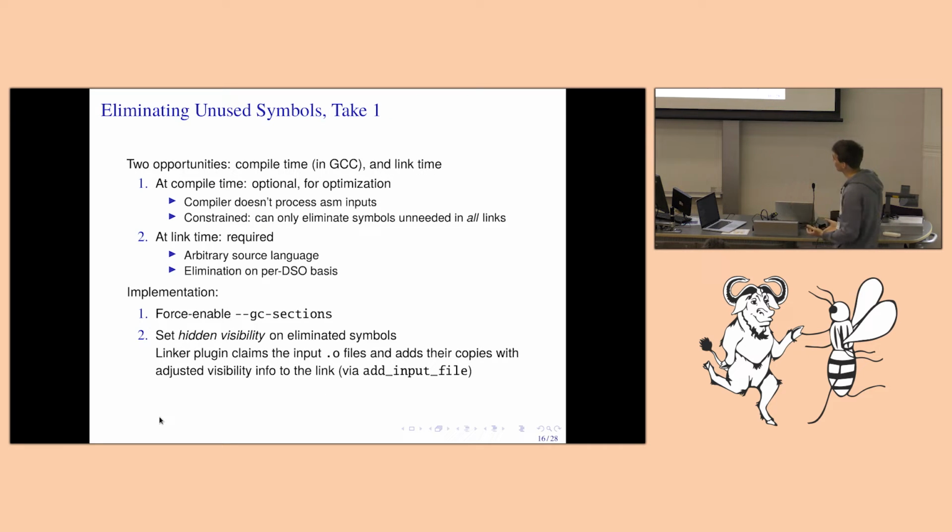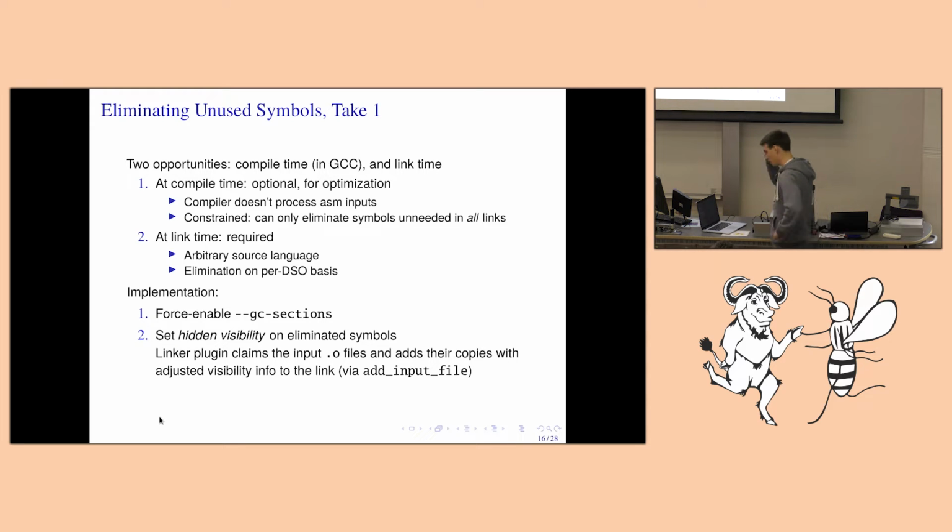So what approaches did we actually use? Well, first, let's take a step back and think at what time can we throw something away. Basically, there's the compilation step and link time. At compile time, this approach is constrained because the compiler does not see everything. It does not see assembly files, for instance. So if it doesn't throw away something from an assembly file, we'll be in an inconsistent state.